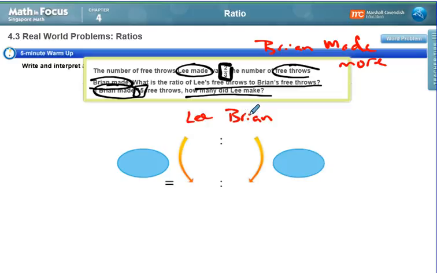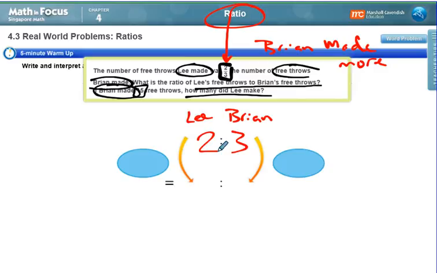Well, Lee is making 2/3 of Brian's. So remember, fractions are really ratios. So this is telling us that the ratio of Lee to Brian, or maybe Brian to Lee, I don't know, but it's 2:3. And remember that Brian made more. So there's our ratio of Lee's free throws to Brian's free throws.